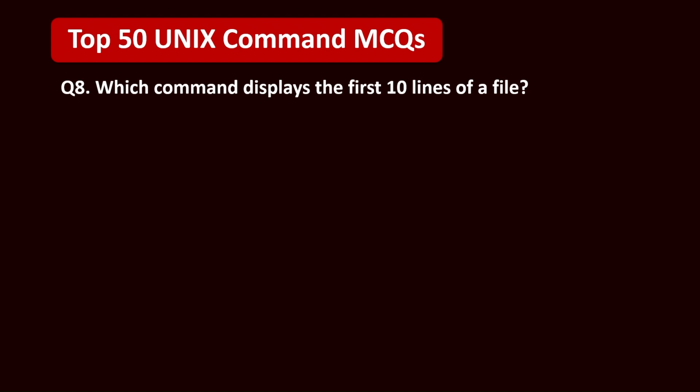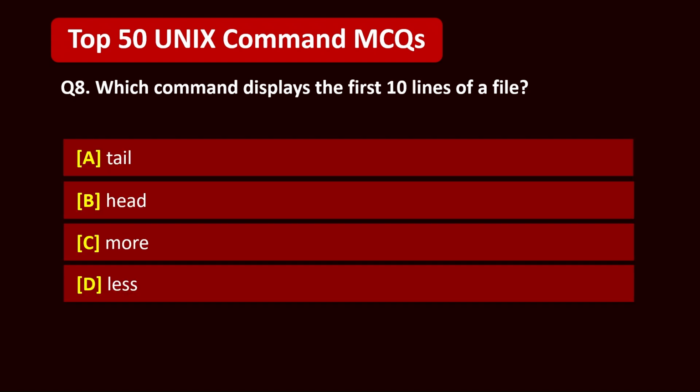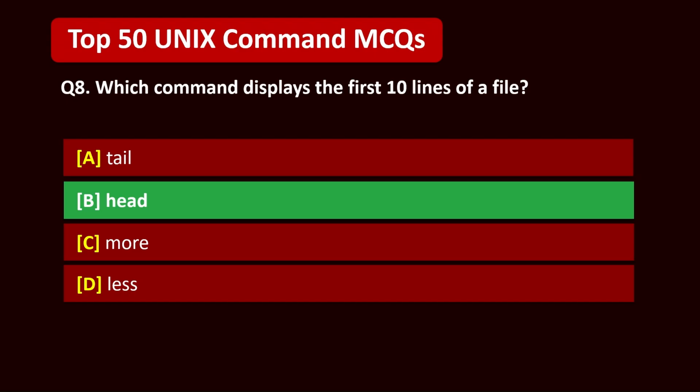Question 8. Which command displays the first 10 lines of a file? A. tail, B. head, C. more, D. less. 5, 4, 3, 2, 1. Correct answer is B. head.